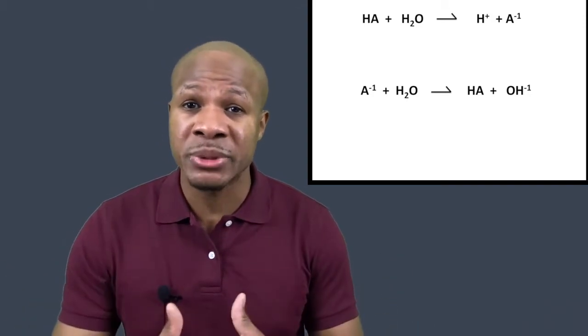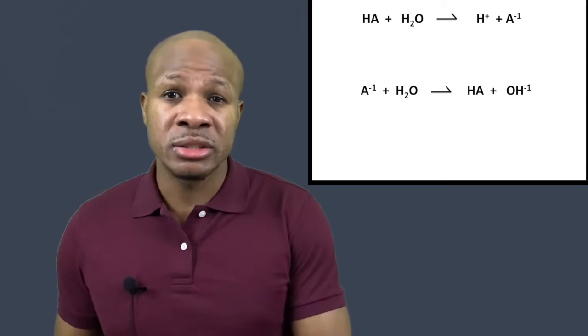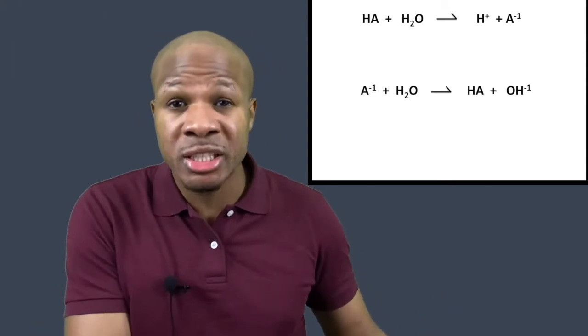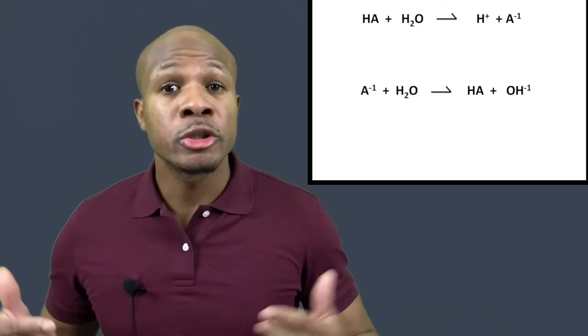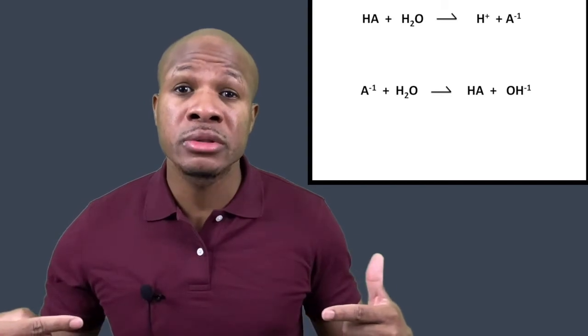They always occur in opposite direction. It's not as if the acid reacts with the water to give a conjugate base and a proton, and that's it. Nope, the conjugate base can also fluctuate back into that original acid. So these reactions are always occurring in opposite directions.